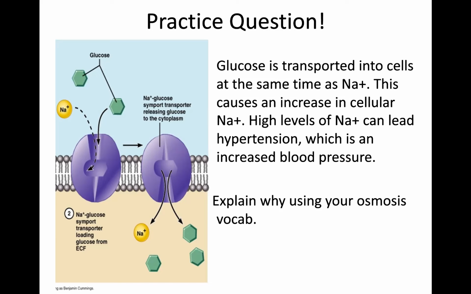All right, adding some more information. Glucose is transported into cells at the same time as sodium. This causes an increase in cellular sodium. High levels of sodium can lead to hypertension, which is an increase in blood pressure. Explain why this can cause hypertension using your osmosis vocabulary.